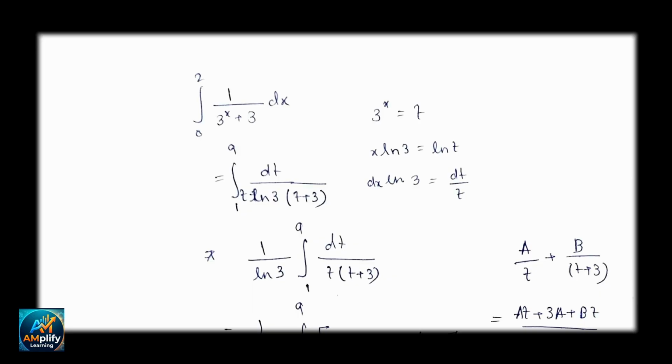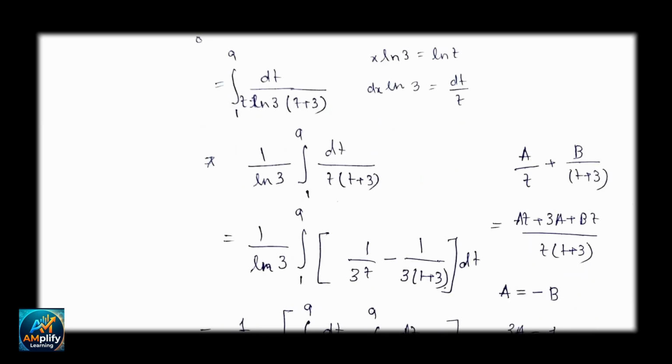we are left with dt by t into t plus 3, which is a very simple integration that is easily done by partial fractions. So that's what we do. We represent 1 by t into t plus 3 in this format: a by t plus b by t plus 3. Because if we do this, the integration is simple: dt by t and dt by t plus 3. So we will be representing this in this format.